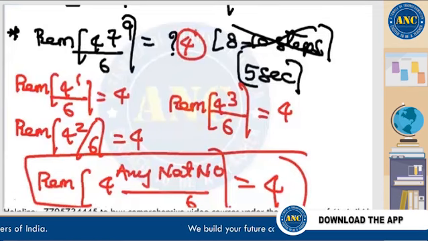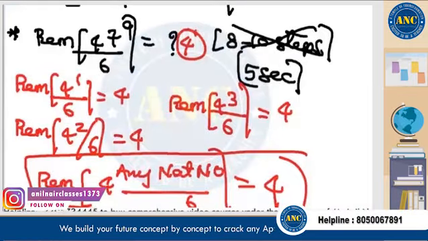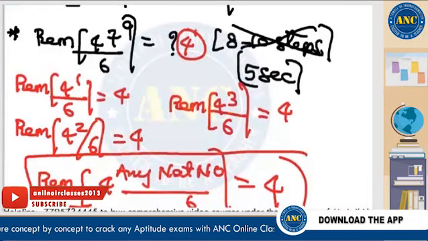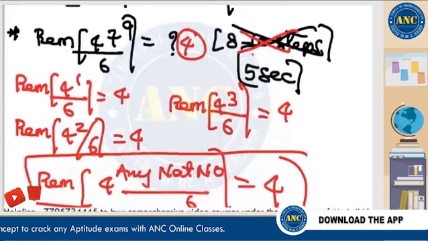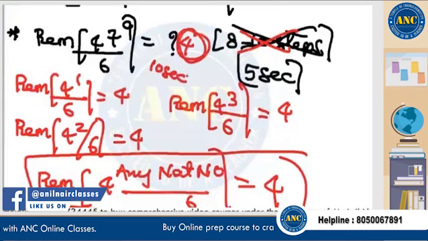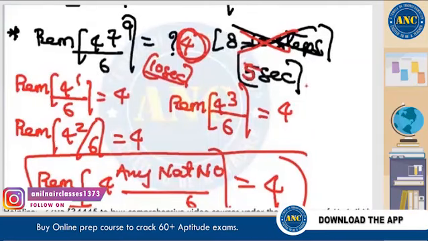The second one's answer is 4. 4 power any natural number divided by 6, the remainder is 4. You can take any natural number. 8 to 10 steps, forget it. The answer is 4. Simple. It is a 10-second problem if you know this approach, 10 or 5 seconds depending upon how much you practice it.